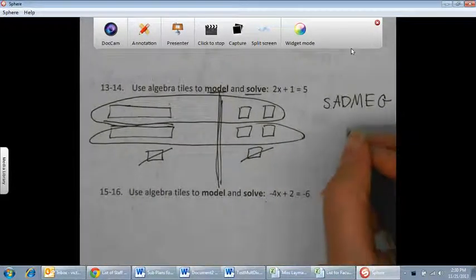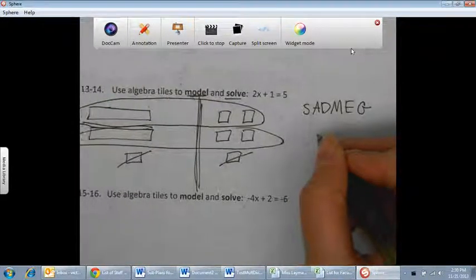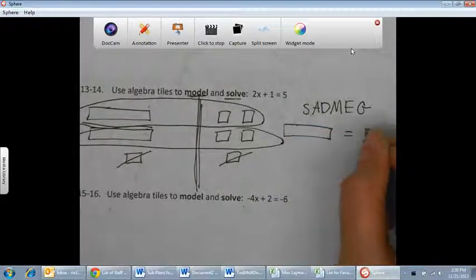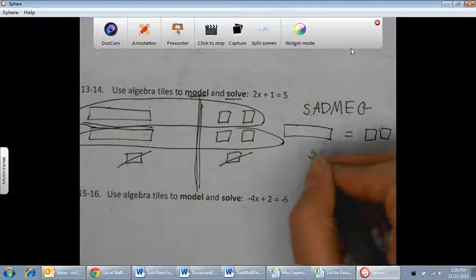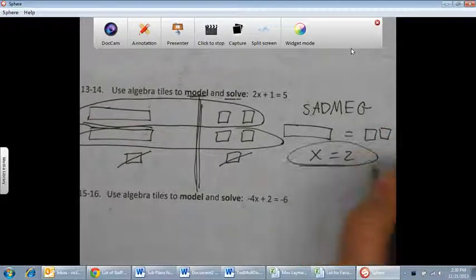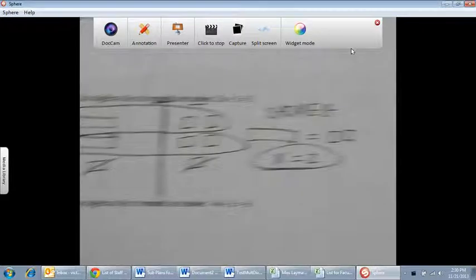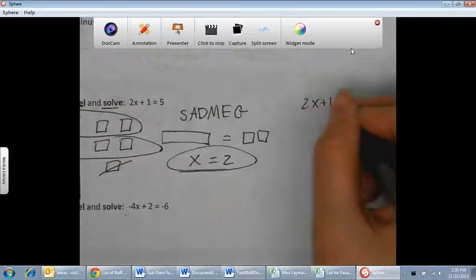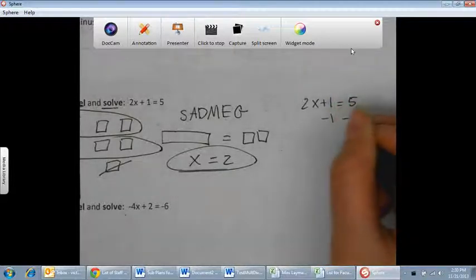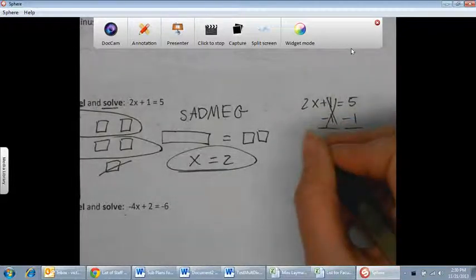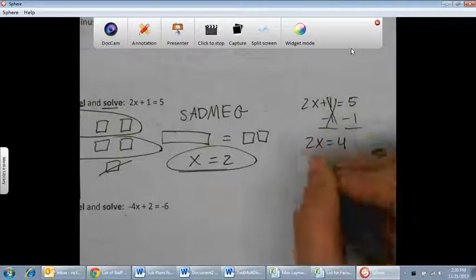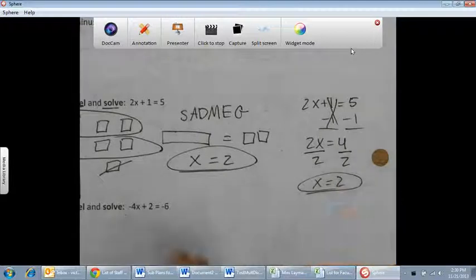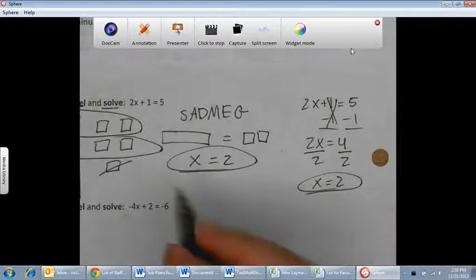And so the solution is x is equal to 2. And the way that we're going to prove that is we're going to come over here and we're going to solve it algebraically. We subtract 1 from each side, we get 2x equals 4, then you divide by 2, and x is equal to 2. So these match, so we know we're correct.